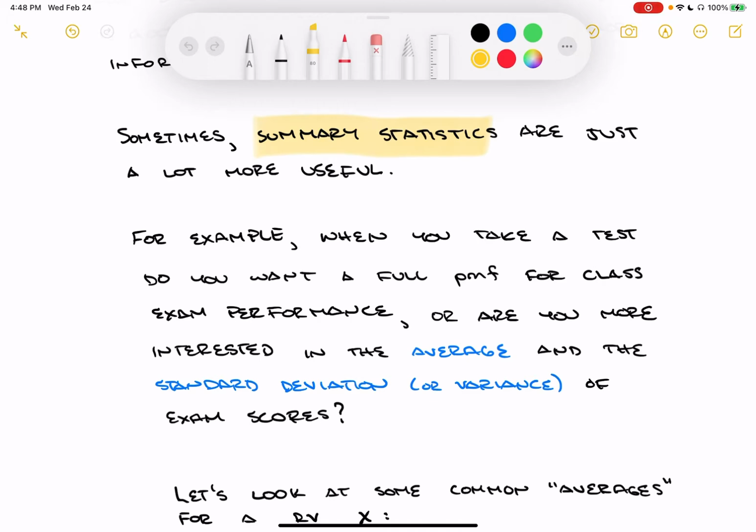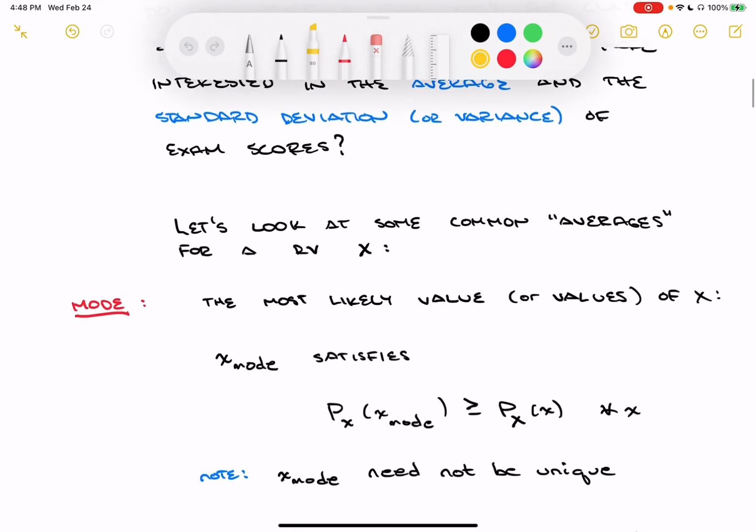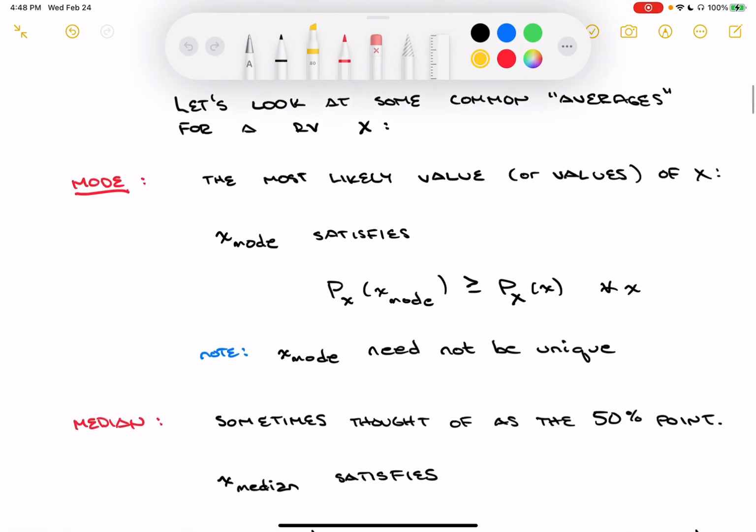So we're going to try to get an idea more formally of these summary statistics and how to compute them. The way we're going to start is we're going to look at some ideas of averages for a random variable X. There are lots of different ways we can think about this idea of an average. Here are three of them that we'll start out with. The first one we're going to talk about is the mode. The mode is just the most likely value or values of our random variable X.